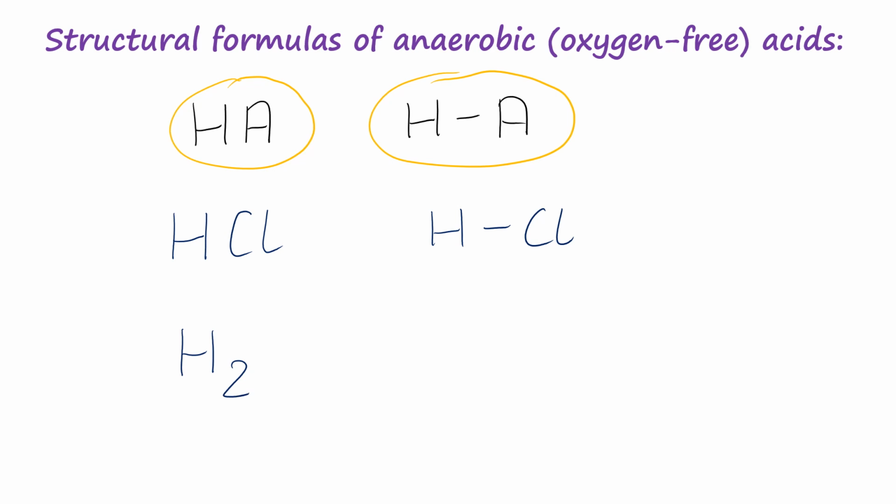In turn, in the case of, for example, hydrosulfuric acid, there are a total of two bonds, one from each hydrogen. As you see, writing the structural formula of an oxygen-free acid, an acid that does not contain oxygen in its molecule, is not that complicated. Now, let's move on to oxyacids.